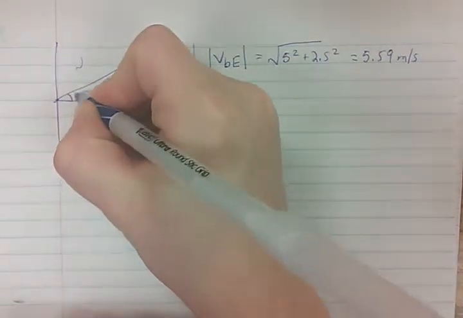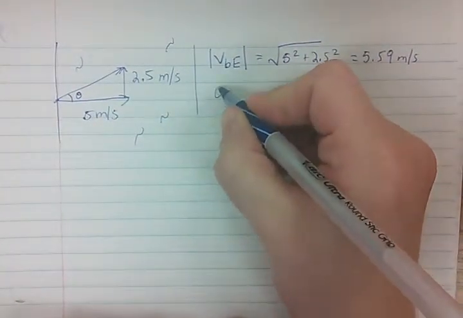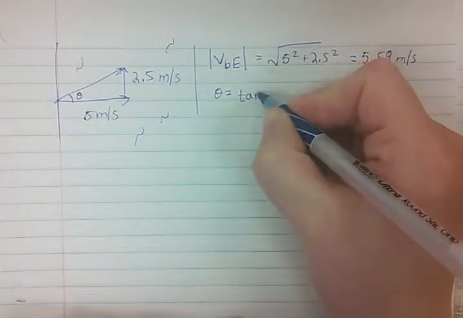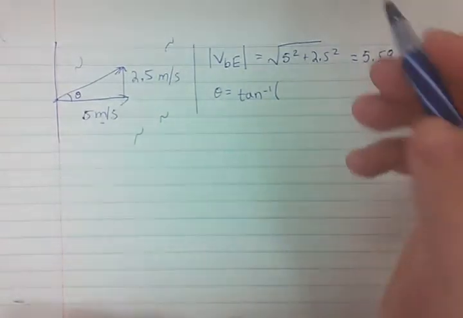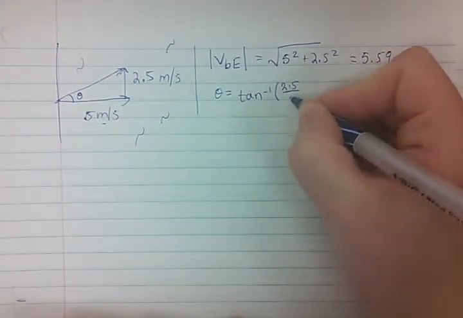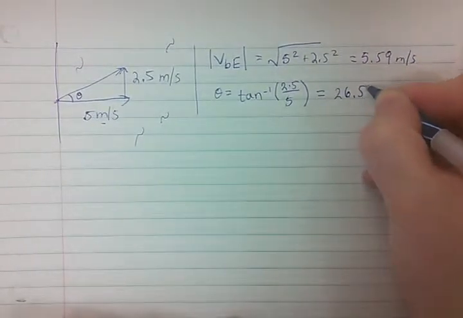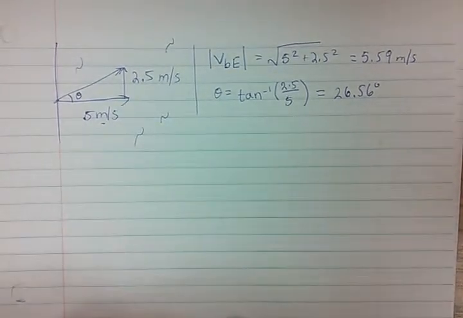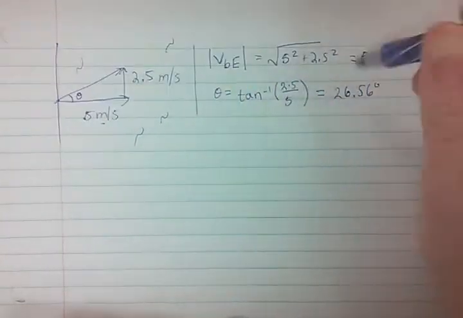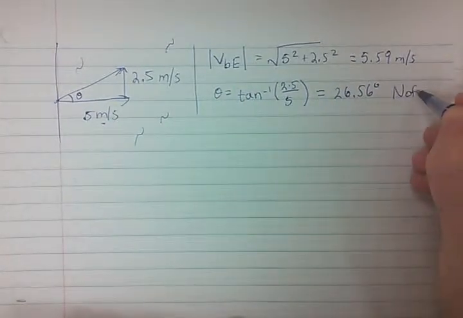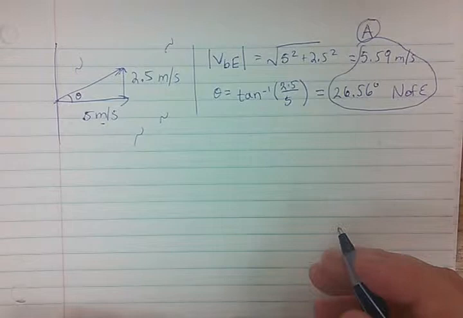Now we still have to find the angle. In this case, we want to keep doing our thing of finding the angle that's relative to the horizontal. So the angle will be the inverse tangent of this over this, opposite over adjacent. And you will get 26.56 degrees. What are our direction words? Well, this line is north of east. So that is part A of the problem.